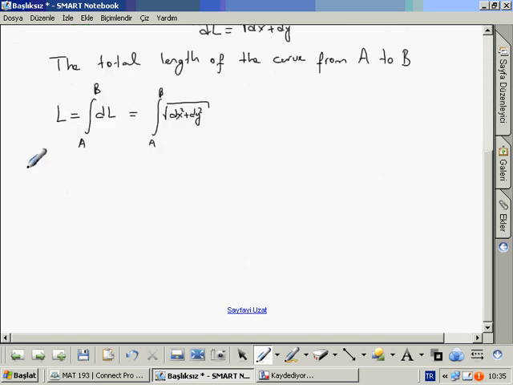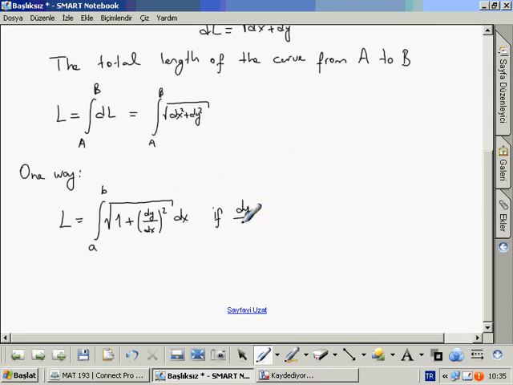One way: L equals, on the x-axis from A to B, the integral of the square root of 1 plus (del y over del x) squared del x, if del y over del x exists in the closed interval a, b.